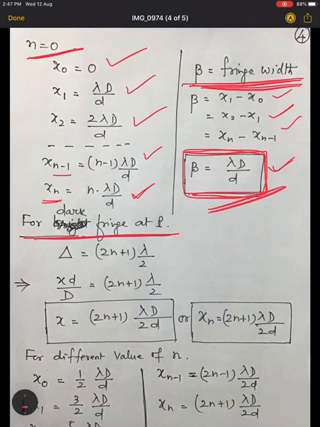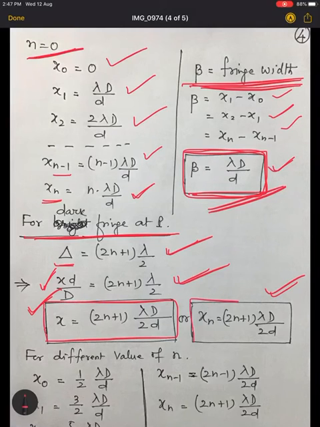Now if we put the condition for dark. For dark fringes, the path difference should be 2n plus 1 lambda by 2. This we have discussed in the previous video lesson. So we will simply put the value. So this xd by D, the path difference, is equal to 2n plus 1 lambda by 2 for dark fringes at P. And again solve this. Then you can get x is equal to 2n plus 1 lambda D by 2d, or xn is equal to 2n plus 1 lambda D by 2d. So this is the formula that gives you the location of all dark fringes for different values of n.